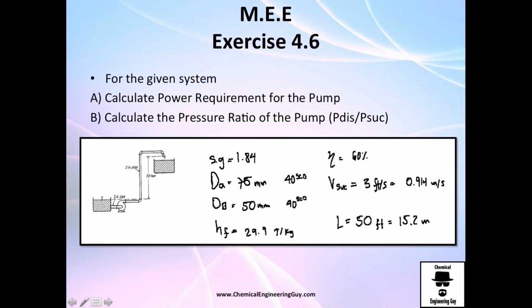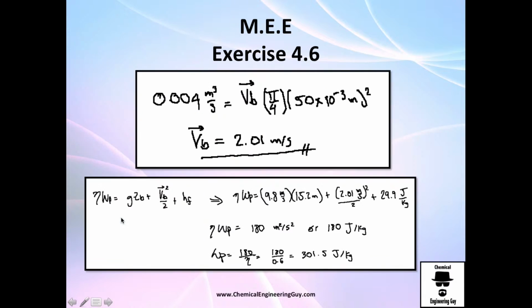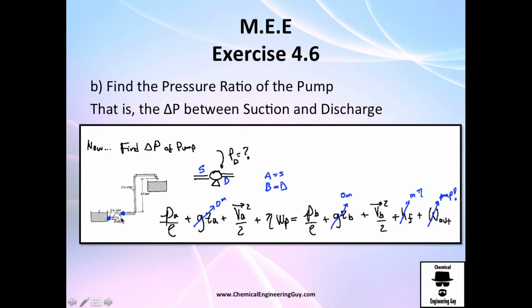In letter A, let me go here. We know already the pump requirement. And this one is very, very interesting, guys. Letter B, calculate the pressure ratio of the pump pressure discharge, which is this pressure right here, and this pressure right here. And you are probably wondering, how do you get that, or why are we asked that, or how do we even calculate that? Let's imagine a little bit more.